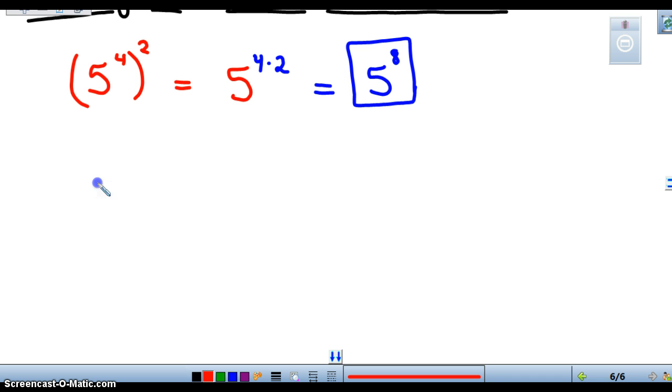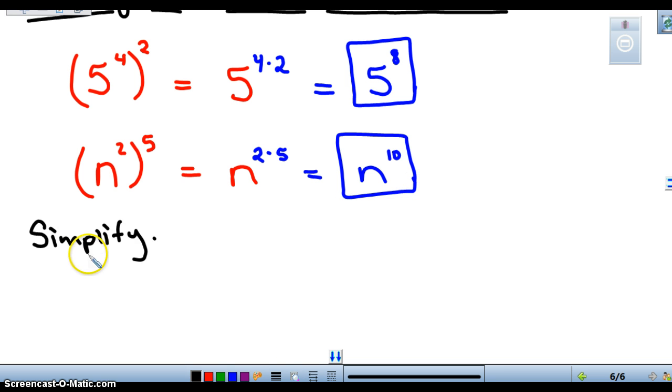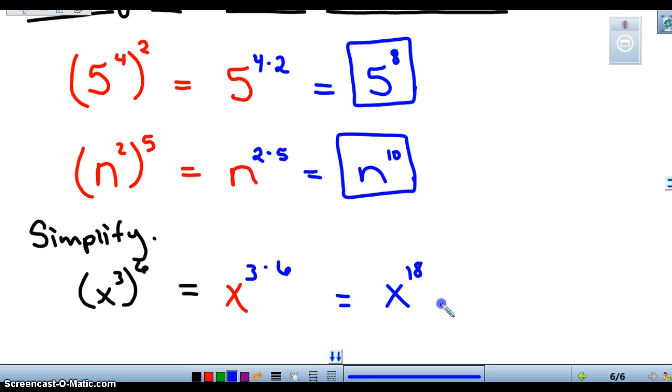If we have n squared raised to the 5th power, again, what do we do to the exponents? We multiply them, so n to the 10th power. If the instructions say simplify and you get x cubed raised to the 6th power, what would this equal? X to the 18th, because you multiply 3 times 6, which means x to the 18th power.